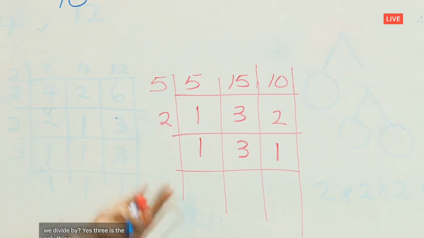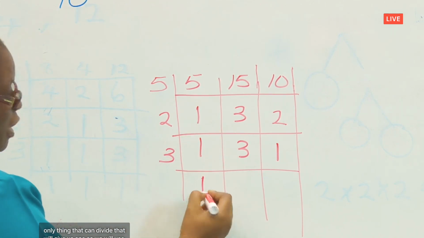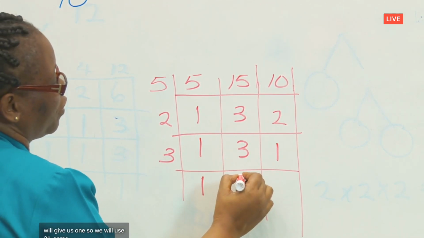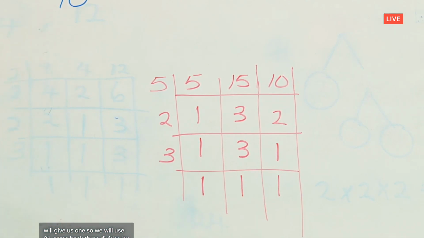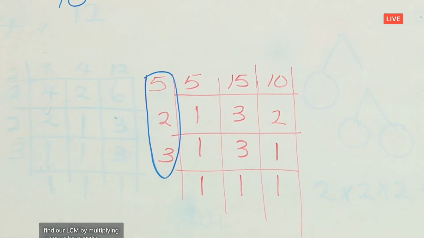Now we have our last column, and it is easy. What can we divide by? Yes, 3 is the only thing that can divide 3 that will give us 1. So we will use 3. 1, come back, 3 divided by 3, 1, 1. So because we have all 1s, we know we are finished.